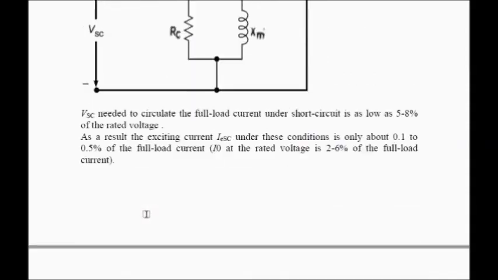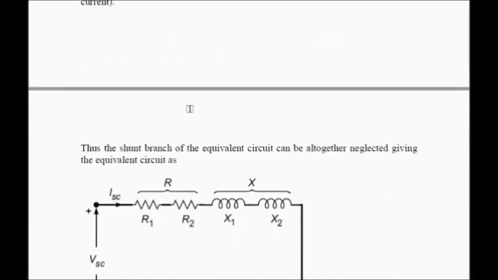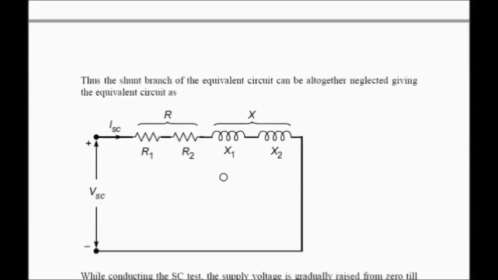So from here, this is the arrangement that we use to perform this test: wattmeter, ammeter, voltmeter. So what do we measure from these instruments? Here the wattmeter mainly measures I square R loss, the ammeter measures short circuit current, and the voltmeter measures short circuit voltage. This short circuit current is also sometimes the I2 full load rated current at the high voltage side. So this will be your equivalent circuit diagram.